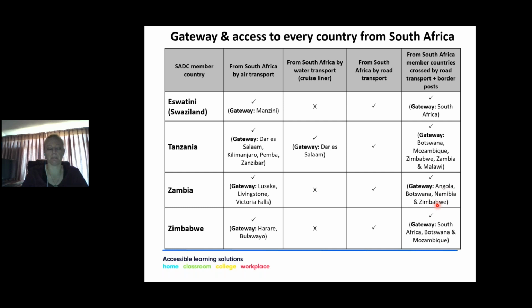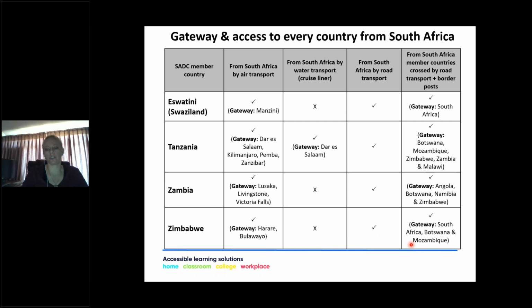Then the last country that we're going to look at is Zimbabwe. Zimbabwe via air transport, you can reach it through Harare. You can't reach it via water transport, but you can travel via road. And then the gateways will be South Africa, Botswana, and Mozambique.